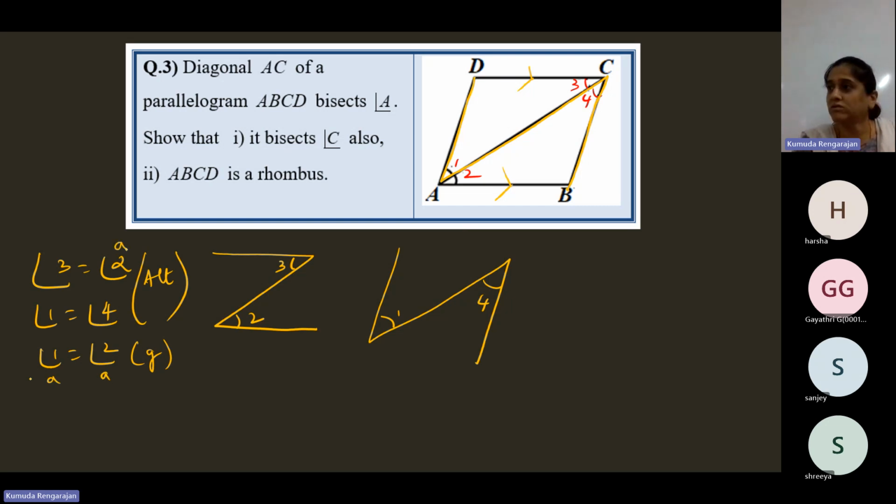That means this is A, no? So 2 is equal to 3 means this is also A. Now there is 1 here, that means this is A. And 1 is equal to 4, that means this is A. All the angles are equal there. That means angle 3 is equal to angle 4. If angle 3 is equal to angle 4, that means AC bisects angle C.